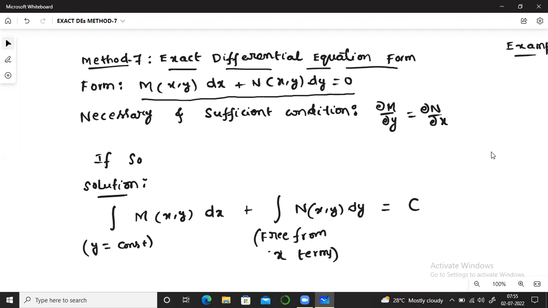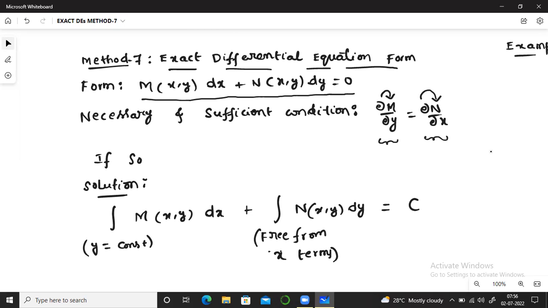So the necessary and sufficient condition to check whether it is exact or not is that you have to calculate dou M over dou y, and you have to calculate dou N over dou x. It means the dou by dou y operator you have to operate on M, and the dou by dou x operator you have to operate on N. So why did dou come here?